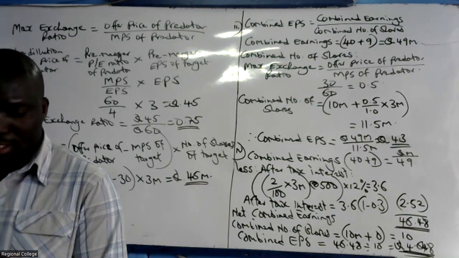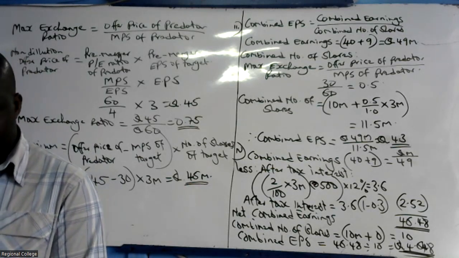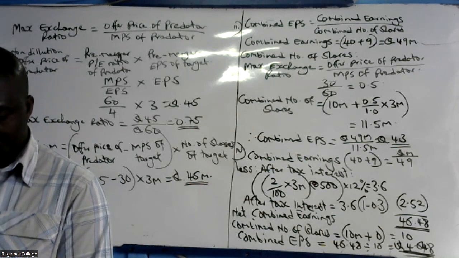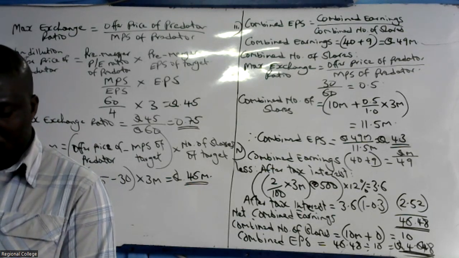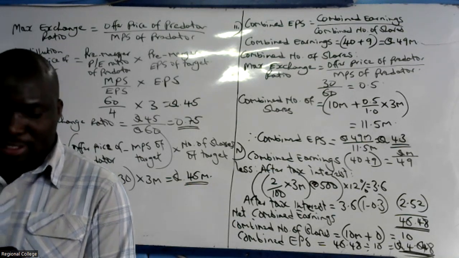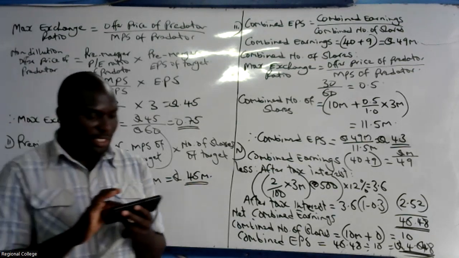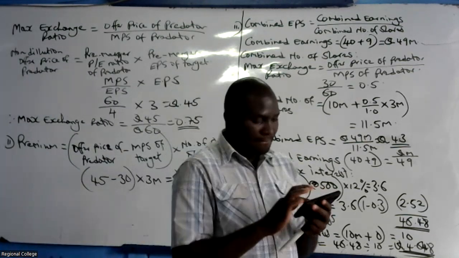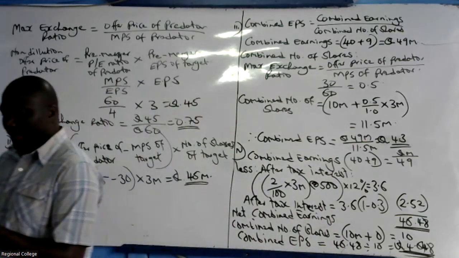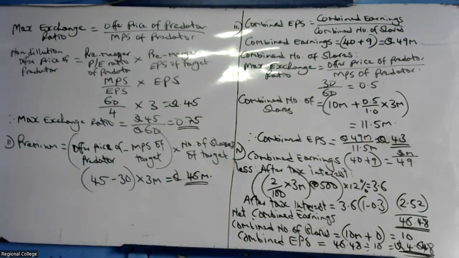We said May 2018. May 2018 was question 3C. So May 2018, 3C. Let's check it out. Kindly look at it in the notes.